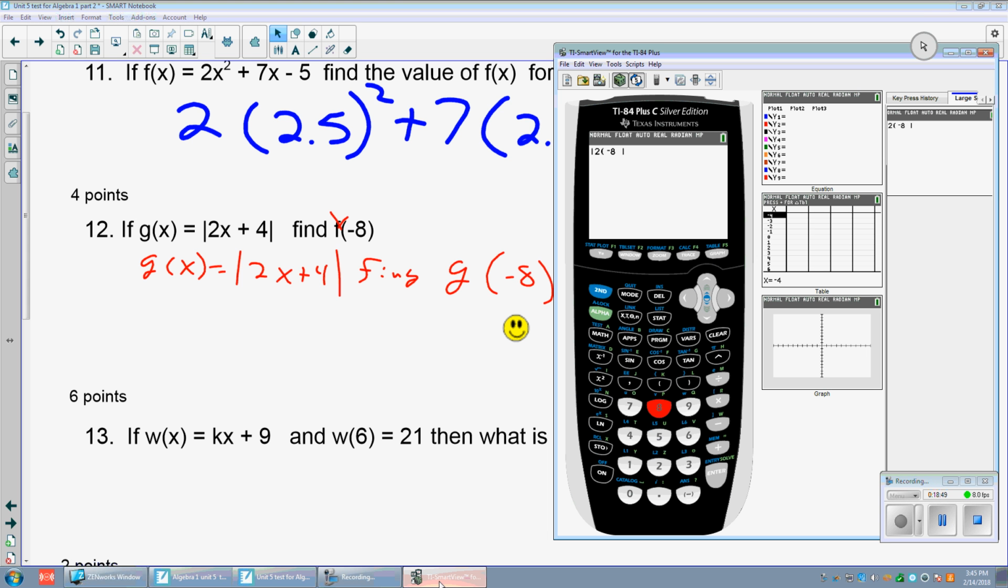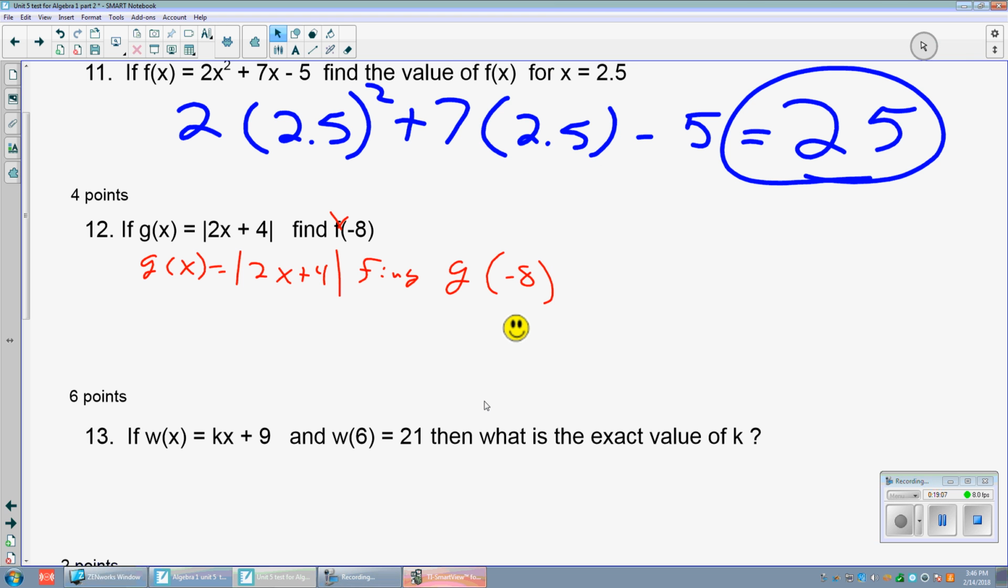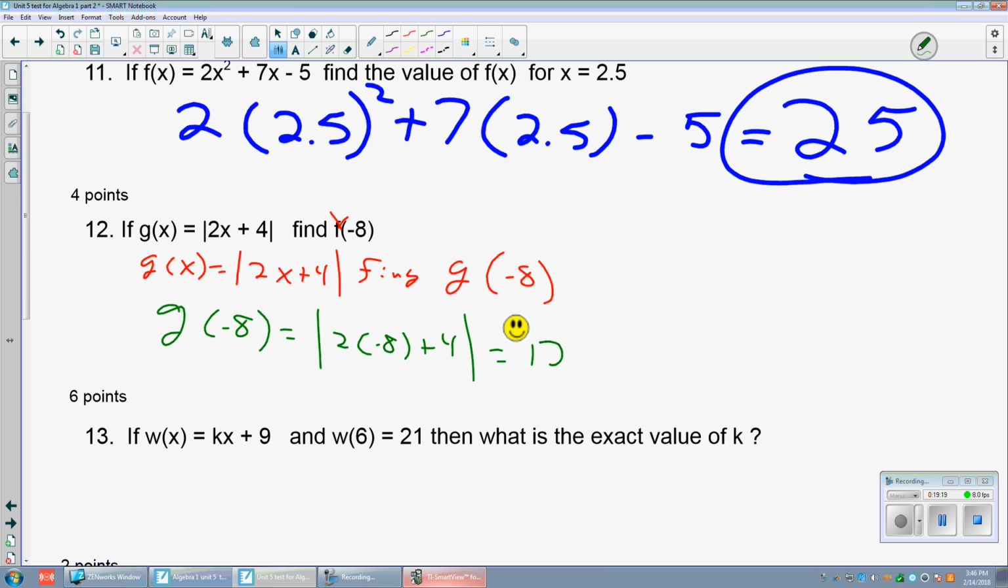Okay. Then it says add 4. Actually, I got to close my parentheses. Negative 8 is in parentheses. Then we add 4. We're done. We're outside the parentheses. It equals, bingo, 12. How do I show that for work? You do g of negative 8 equals absolute value of 2 times negative 8 in parentheses plus 4, close it, equals 12.